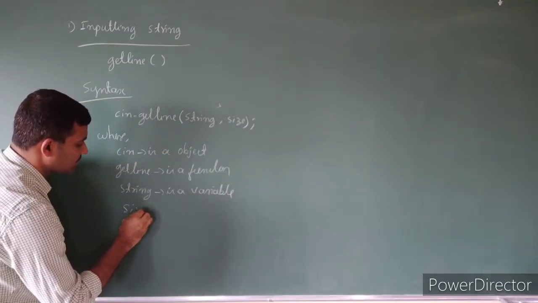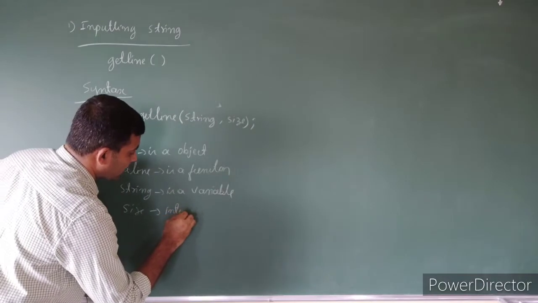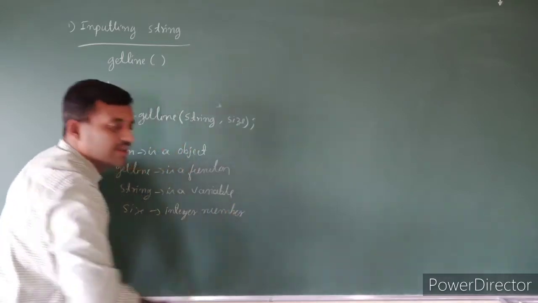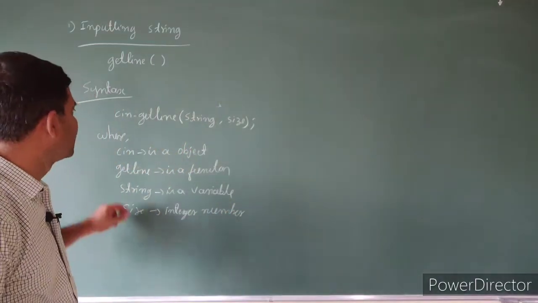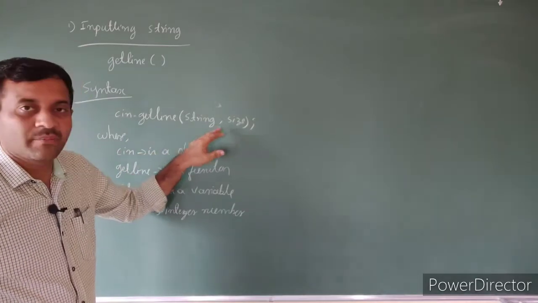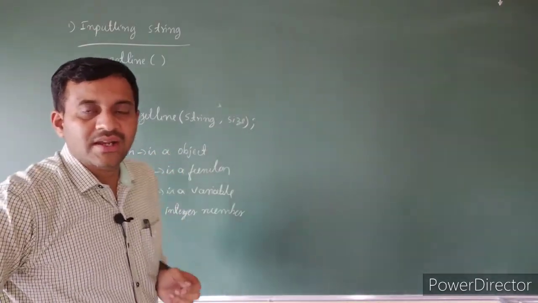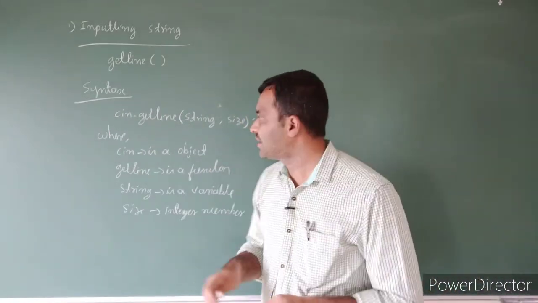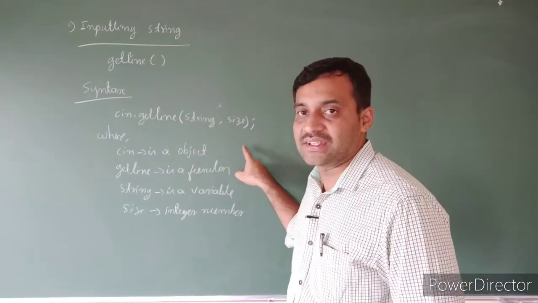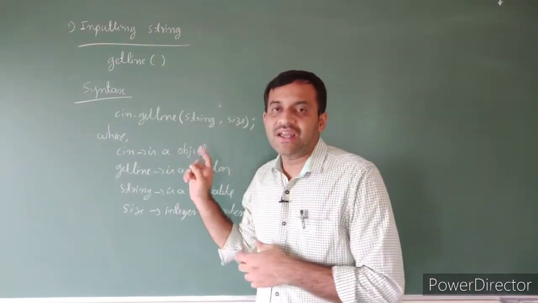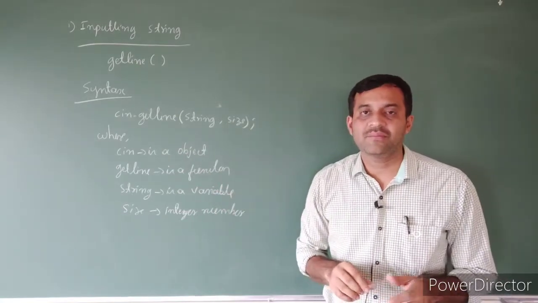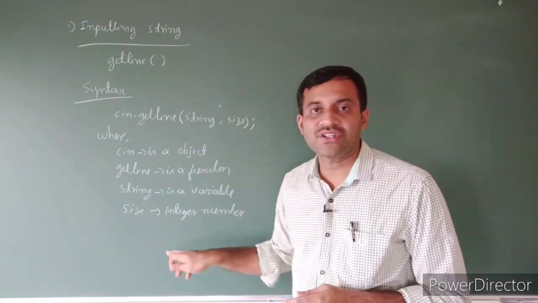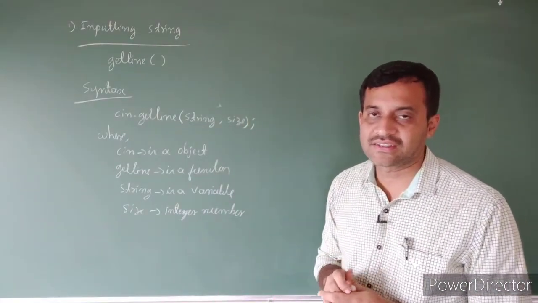Size is an integer number. Cin.getline(string, size). Observe here that the function getline accepts two parameters. One is the string, another one is the size. Where string is a variable of the type character array. Then size is a positive integer number.